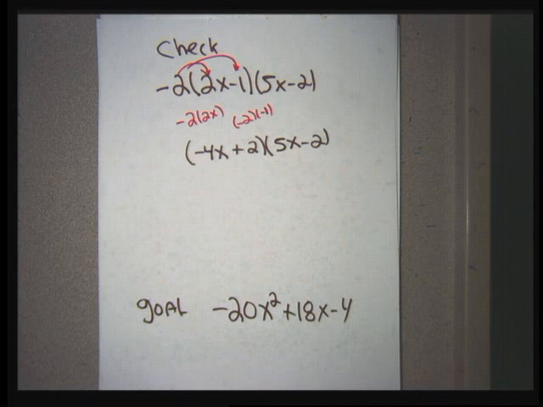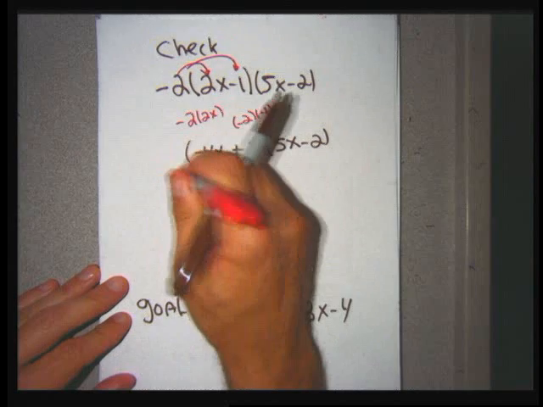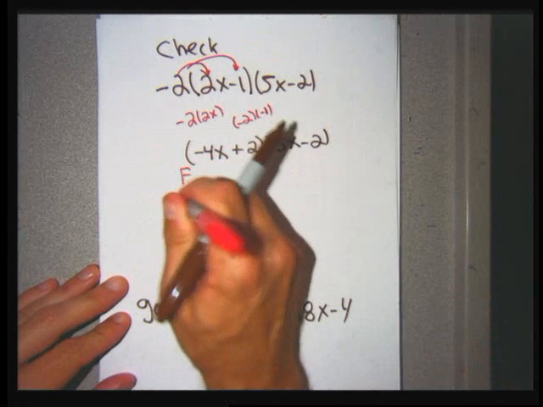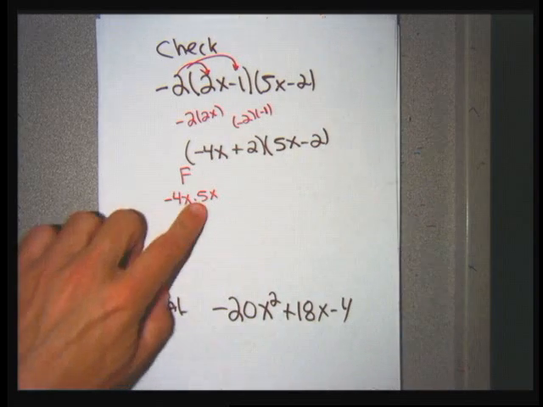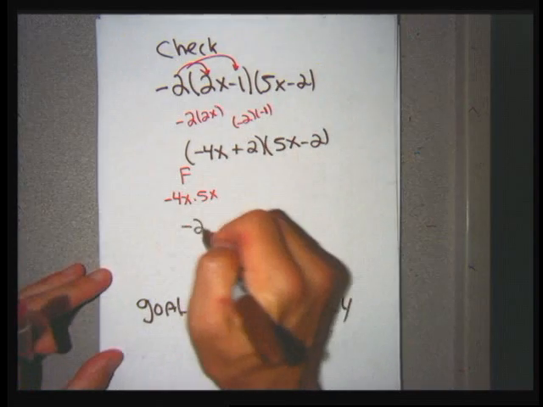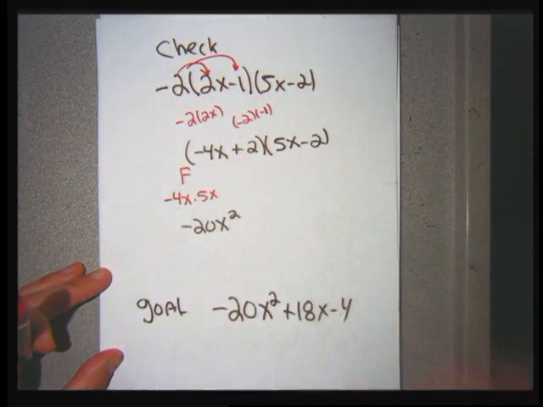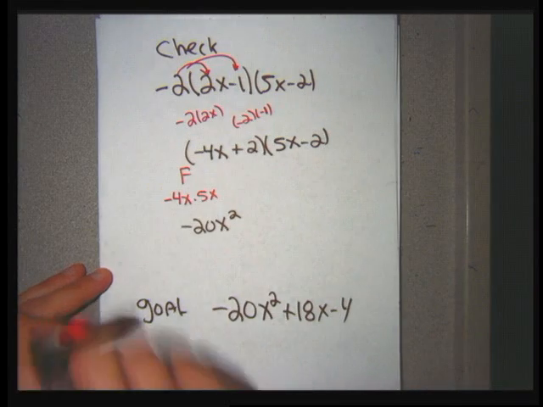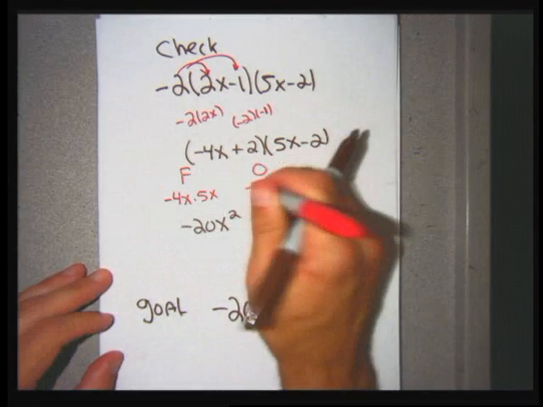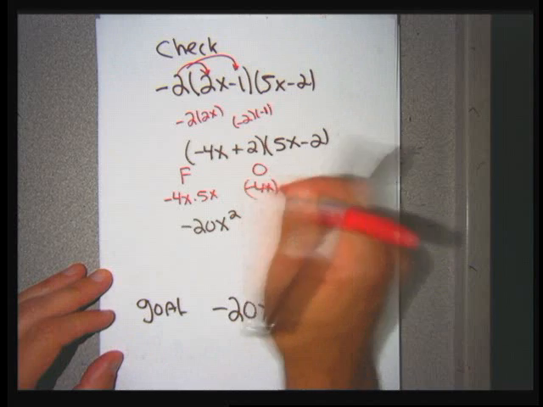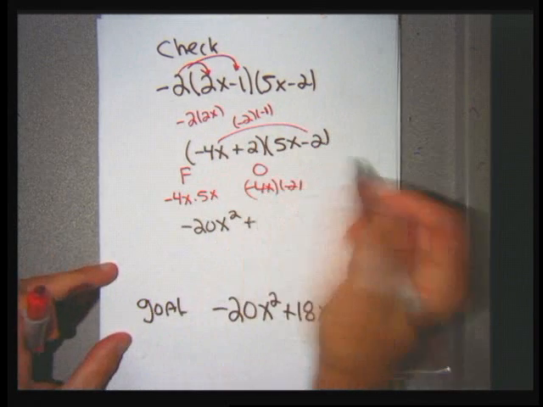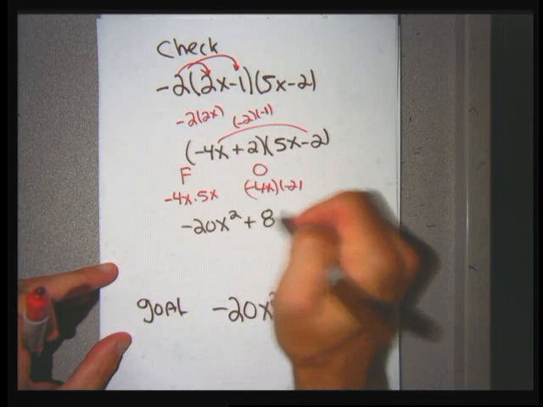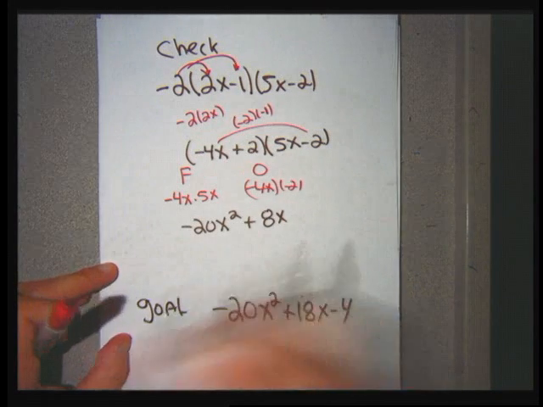I'm going to finish up my checking by foiling. My foiling is going to have me do the first, which is a negative 4x times a 5x. Negative 4 times positive 5 is negative 20. I multiply the x's to get an x squared. My outers are negative 4x times a negative 2. Double negative multiplies to be positive. I multiply the 4 and 2 and get 8. I leave the x alone.